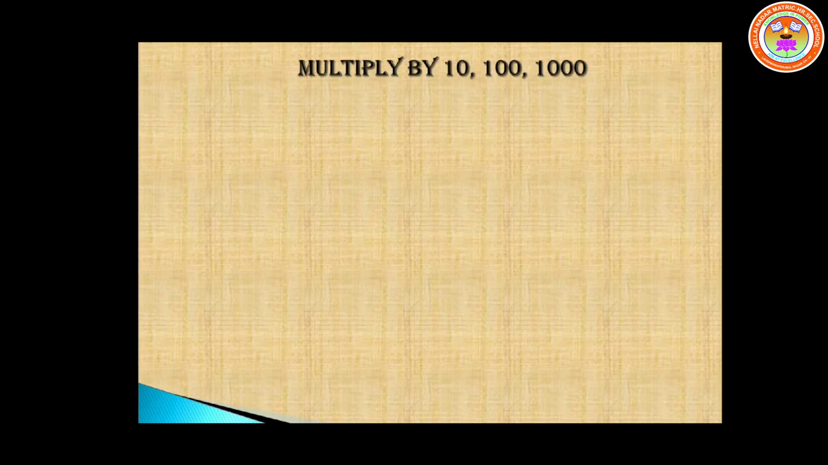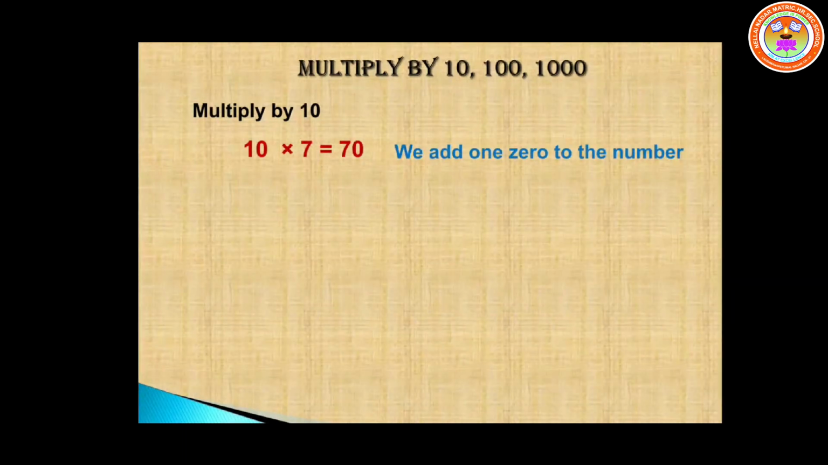Next, multiply by 10, 100, 1000. When we multiply any number by 10, 100 and 1000, what will be happening? Let us see. First, if we multiply by 10, 10 into 7. So, the number 7 is multiplied with 10. What will happen? It is 70. What happens to the number 7? 0 is added. So, we add 1 zero to the number.